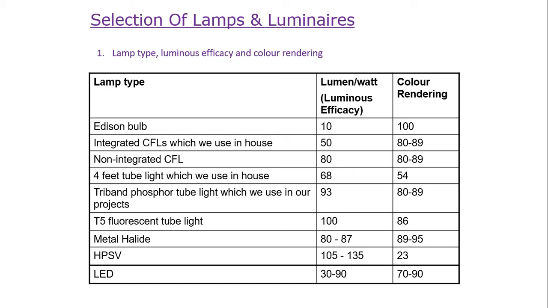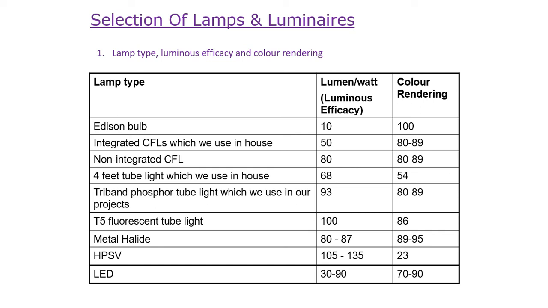Integrated CFL lamps, which we used in our houses in earlier days, had a luminous efficacy of 50 and their CRI was around 80 to 89. Non-integrated CFLs had a luminous efficacy of 80 and CRI close to 80 to 89. The 4 feet tube light which we used in our earlier houses had a luminous efficacy of 68 and the color rendering index was about 54, which is quite low. So 54% means we will not be able to see the actual color, and we can only see 54% of the actual color of the object.